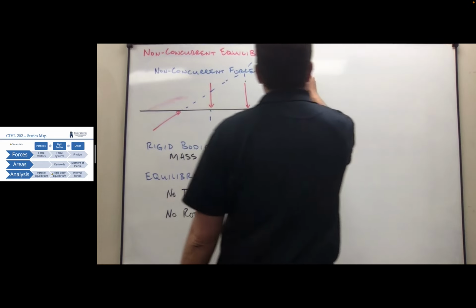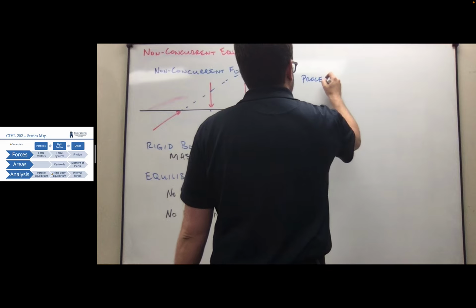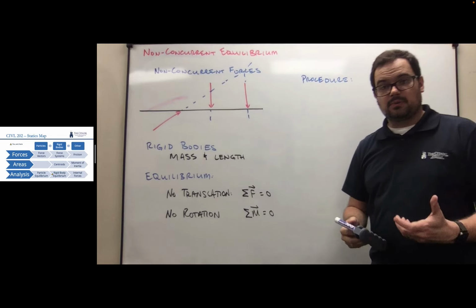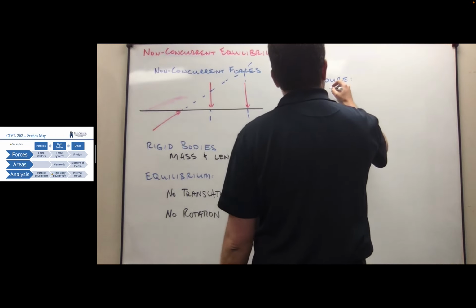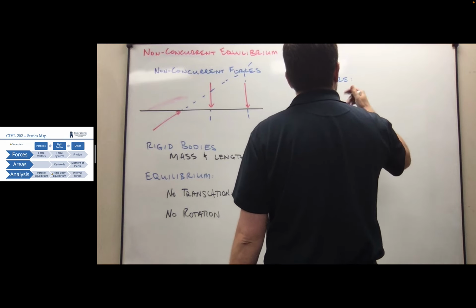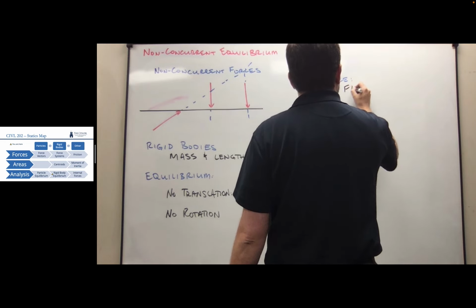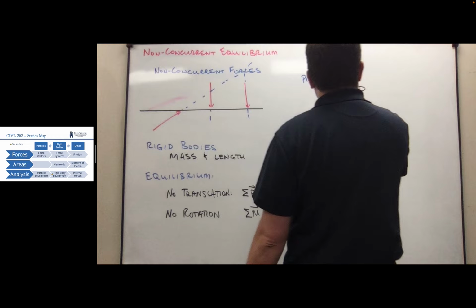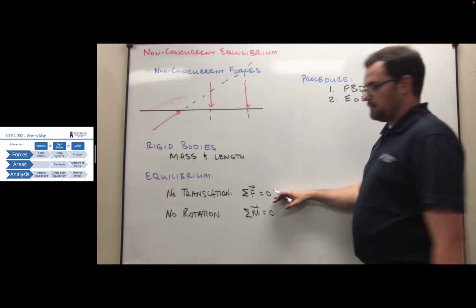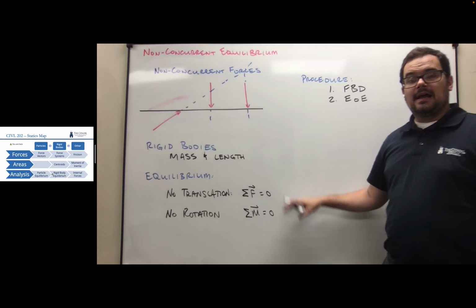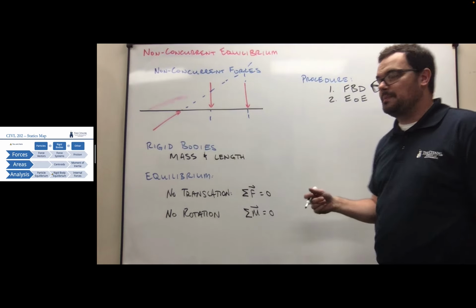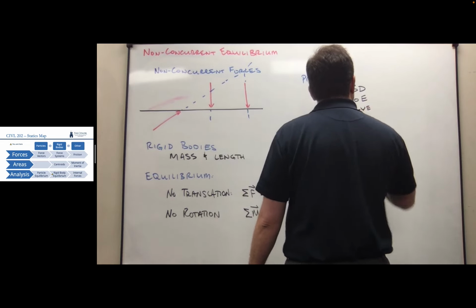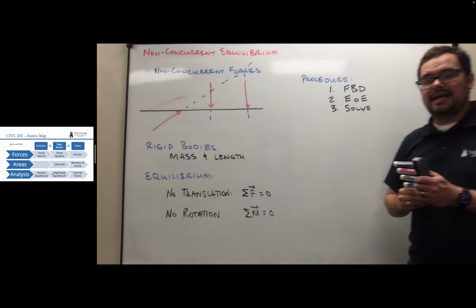So we're going to have these two relationships as our dominant features. When we're tackling problems like this, our procedure is just like it was for particle equilibrium. We're going to start by looking at the body, interpreting our problem, and drawing a free body diagram. And then from the free body diagram, we're going to write our equations of equilibrium. Sum of the forces equal to 0, sum of the moments equal to 0. Given that, we're going to have a system of equations that we'll be able to then solve simultaneously. And that's it. So this is the basic layout for what we're doing.